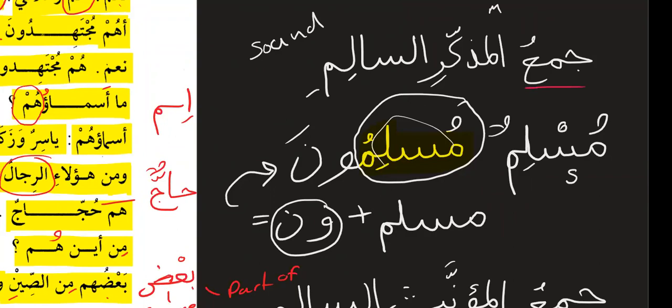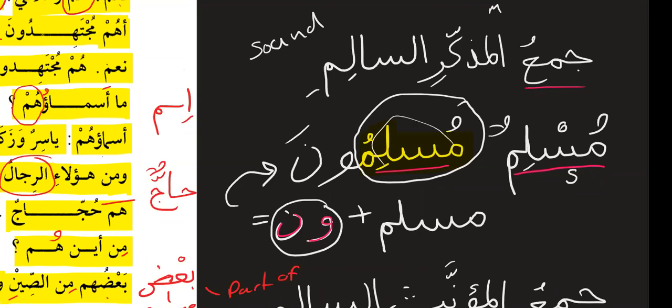جمع المذكر السالم, we mentioned that it is a sound plural. Why? Because within the plural itself, we can see the singular word still within the plural. All we do is add a waw and a noon for it to be جمع مذكر سالم, a sound masculine plural. Like مسلم, مسلمون, كافر, كافرون, مدرس, مدرسون.